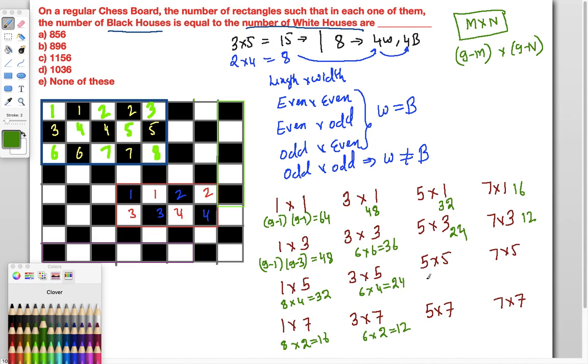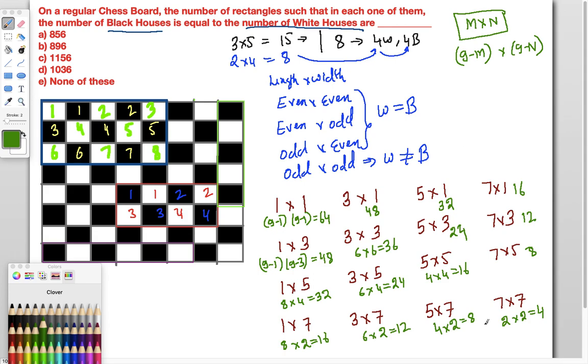So next, 5 by 5: 9 minus 5 is 4, 4 into 4 is equal to 16. For 5 by 7, 9 minus 5 is 4, 9 minus 7 is 2, so 4 into 2 is 8. So 7 by 5 is also 8, and for 7 by 7, 9 minus 7 is 2, 9 minus 7 is 2, so 2 into 2 is 4 here. All right. So this is the total number of rectangles in which the dimensions are odd. Okay, both the dimensions are odd. If both the dimensions are odd, then the total number of rectangles will be odd.